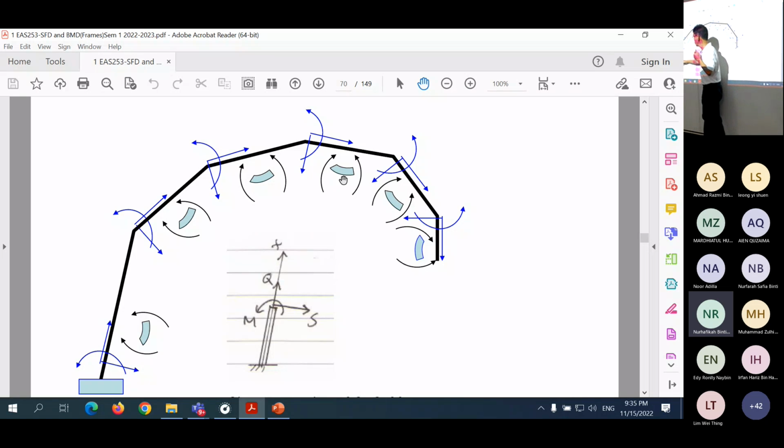So this is to relate to you. If it is positive bending moment, you draw on this side. If you draw on this side, it means your bending moment is drawn on the compression side. Compression side means this part. Compression means the beam will bend in this way. Okay.